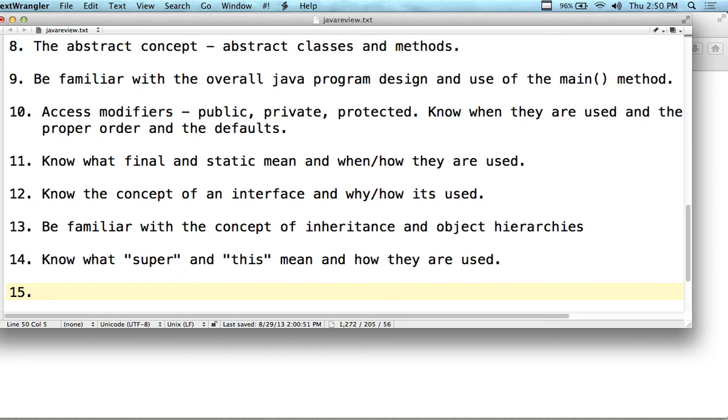Number 23 is on the P in the PIE. So we got through A, abstraction, abstract classes or abstraction. So polymorphism. Polymorphism.